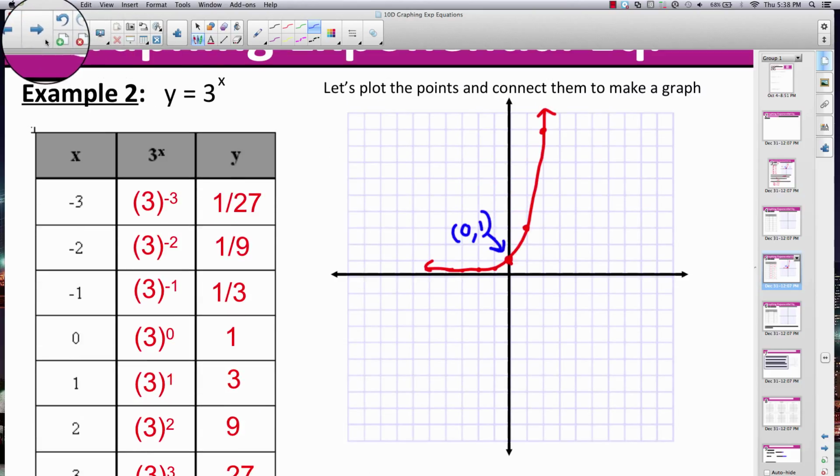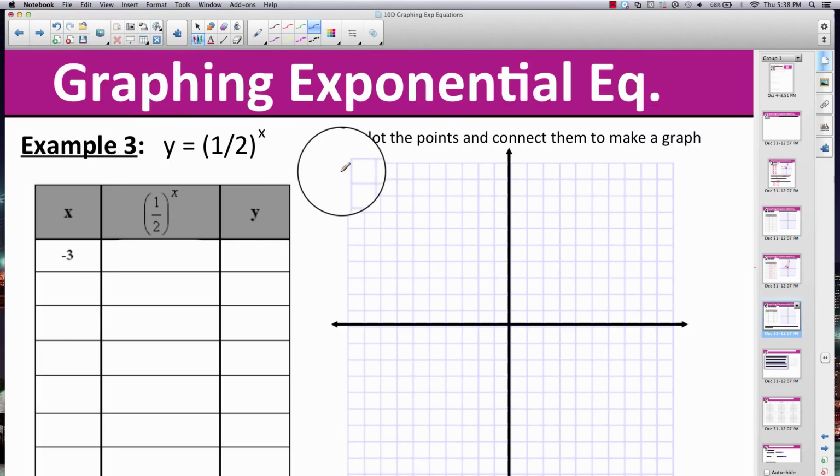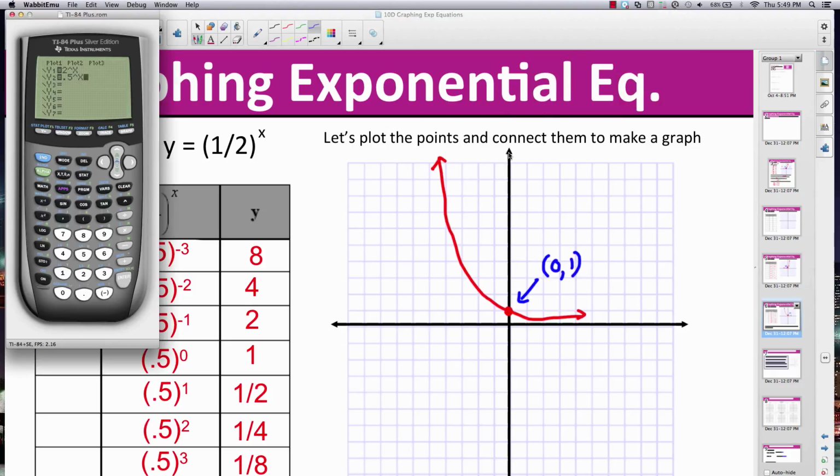Okay, so why don't you go ahead now and try graphing a half to the x, 0.5 to the x. So I'll give you some time to do that. Pause the video and try it on your own. So this is what your table and graph should look like if you did it correctly. Notice how the graph still goes through the point (0, 1). It's just kind of in the opposite direction. The graph is now decreasing where the other ones increased.